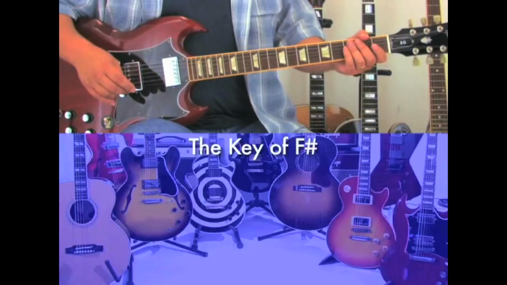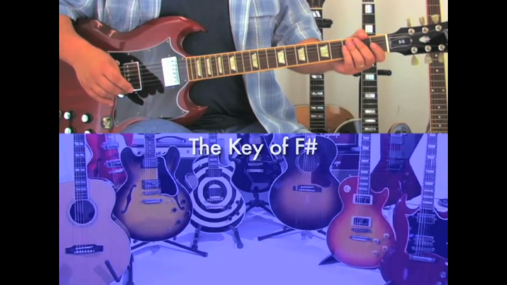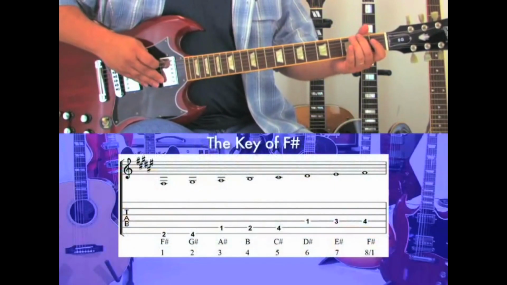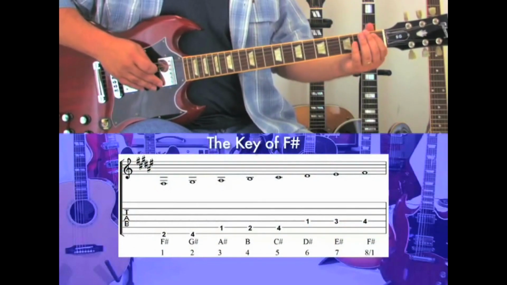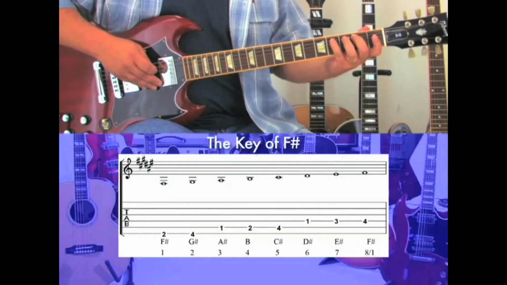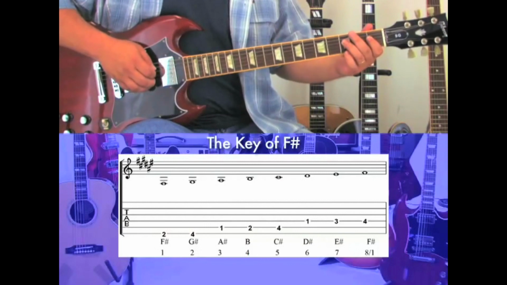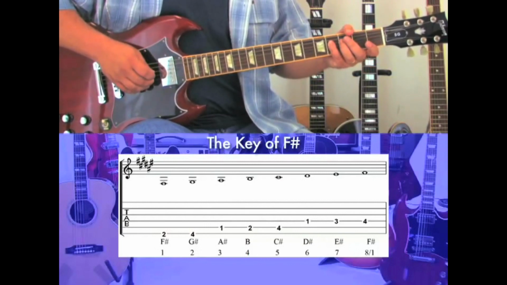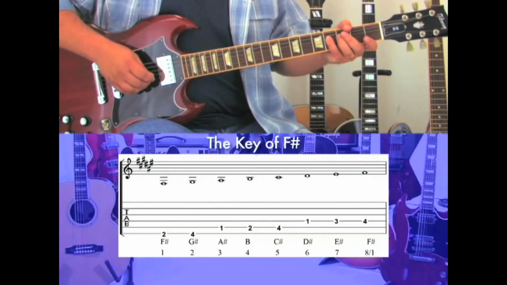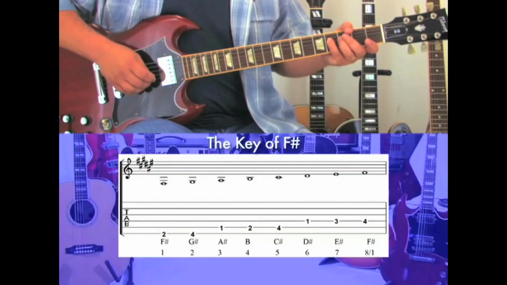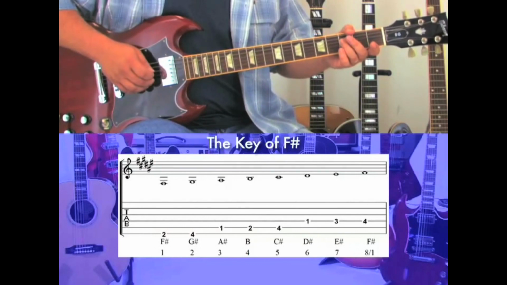The key of F sharp uses 6 sharps in the key signature. The notes are F sharp, G sharp, A sharp, B, C sharp, D sharp, E sharp, and F sharp. If you have studied basic music, you may have learned that there's no such thing as an E sharp note.